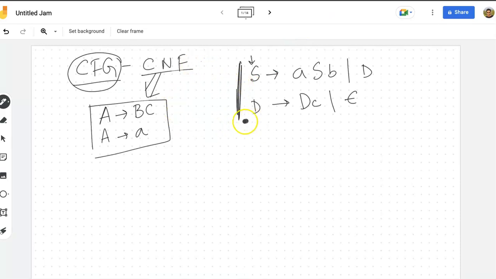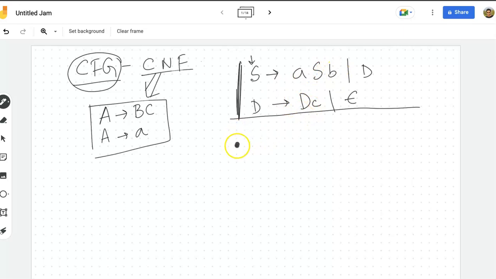So to begin with, we need to first check one thing. In the given grammar the star symbol is S, and if the star symbol is on the right hand side of any rule, then we need to change it. The star symbol cannot be on the right hand side of any other rule. But here the star symbol S is on the right hand side of the first rule, so we need to change it first.